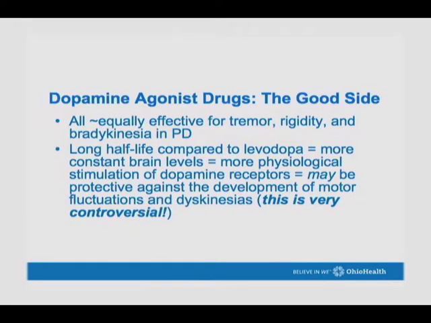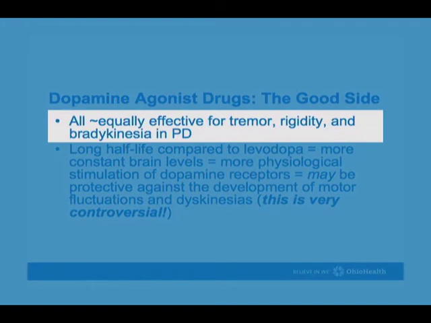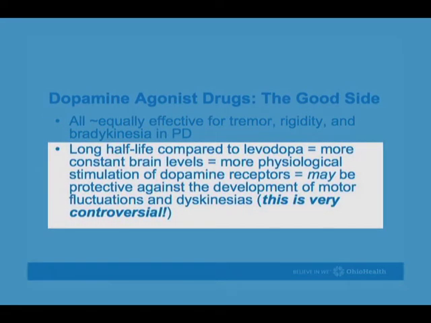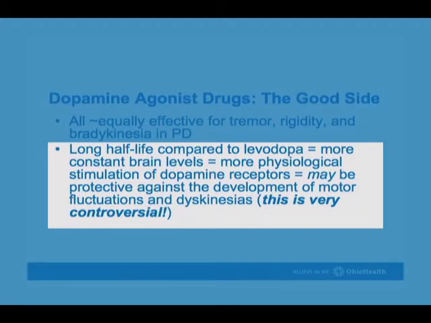So the dopamine agonist drugs do work for, again, those cardinal three motor or movement features of Parkinson's: the tremor, the rigidity, and the bradykinesia. They have a long half-life, and that simply means how long it takes for half of the drug to disappear in the blood. So a long half-life means it's sticking around for a long time. A short half-life means that it's not sticking around very long. So they last a long time in the bloodstream and then presumably in the brain, particularly compared to levodopa. So we think that they give more constant brain levels and perhaps a more physiological stimulation of these dopamine receptors that I just showed you.